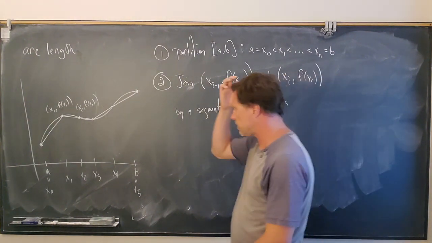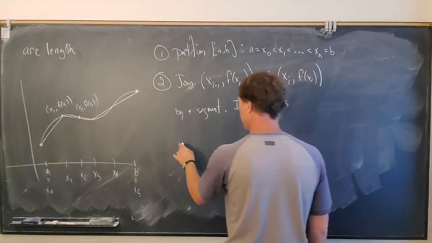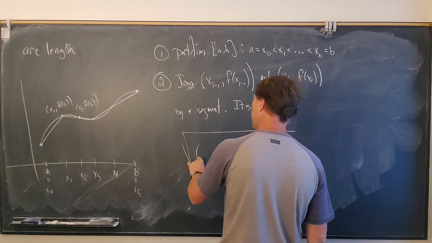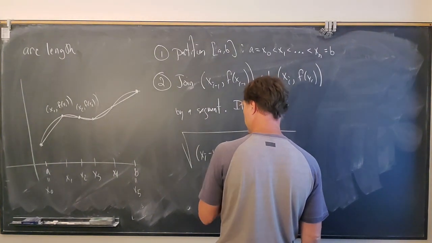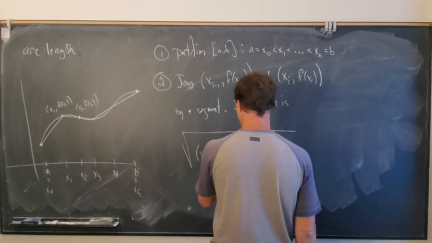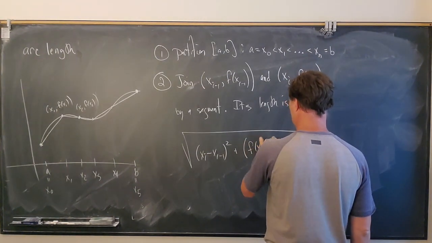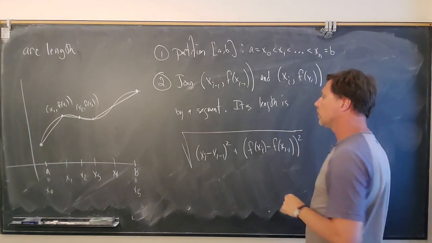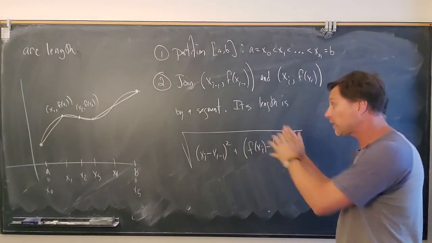is, okay, so now we're just going to use the distance formula to compute the distance between 2 points. So its length is going to be square root. So let's see, you subtract the x coordinates. So that will be x sub i minus x sub i minus 1 squared. So you subtract x coordinates, square the result. Subtract y coordinates. Square the result. Add those together, take the square root, that's the length.